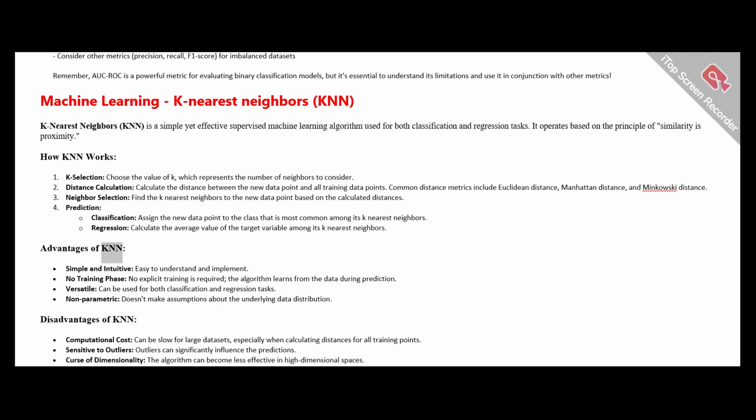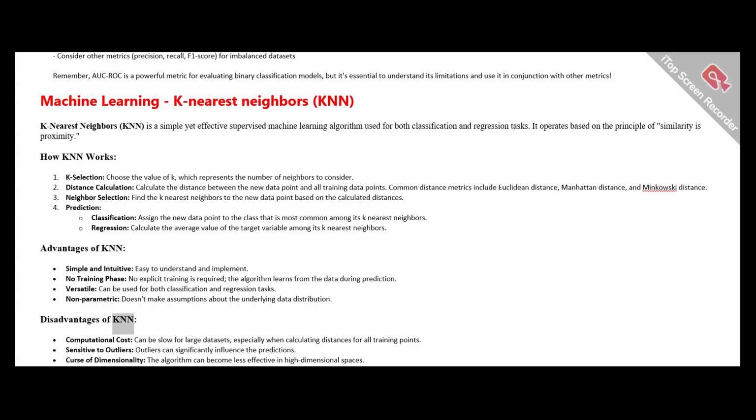Advantages of KNN. Simple and intuitive, easy to understand and implement. No training phase: no explicit training is required, the algorithm learns from the data during prediction. Versatile: can be used for both classification and regression tasks. Non-parametric: doesn't make assumptions about the underlying data distribution.